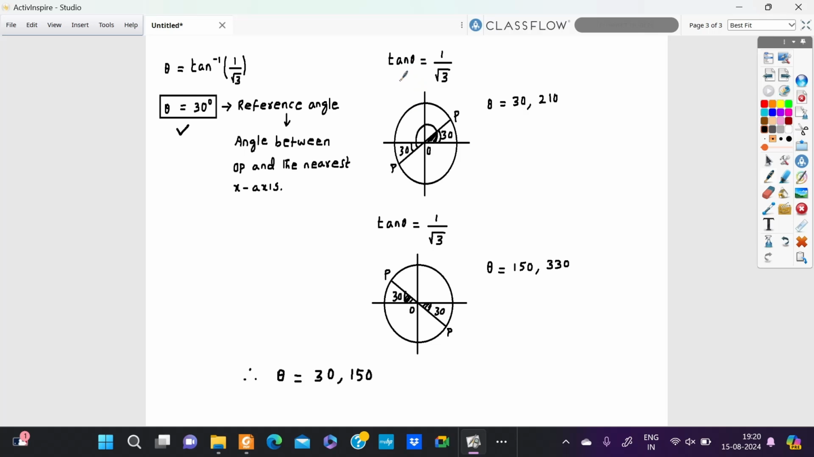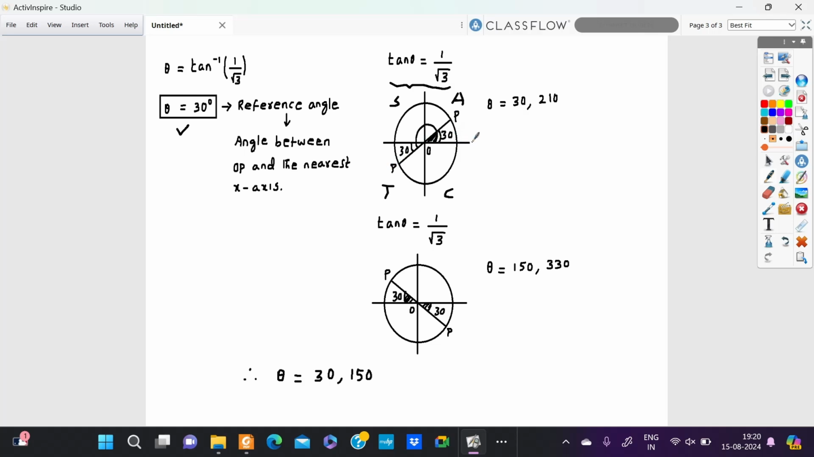So in this case, I have two different equations. One is tan theta is equal to 1 over square root of 3. Tan theta is positive, and all ratios are positive in the first quadrant. Only sine is positive in the second quadrant. Tan is positive in the third quadrant, and cos is positive in the fourth quadrant. So tan is positive in the first and the third quadrant. So I just drew OP in the first quadrant and the third quadrant.